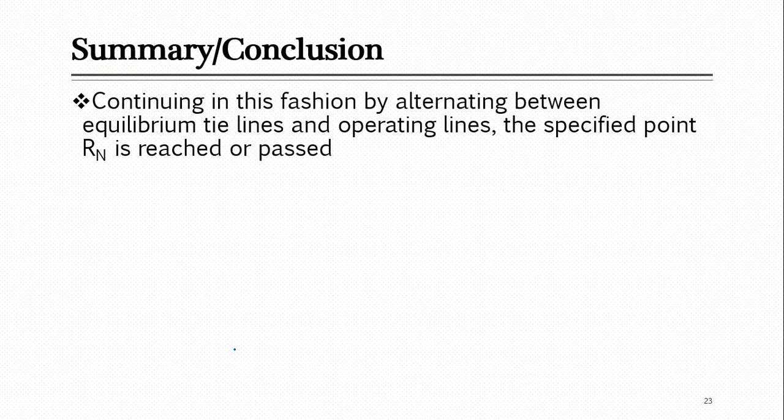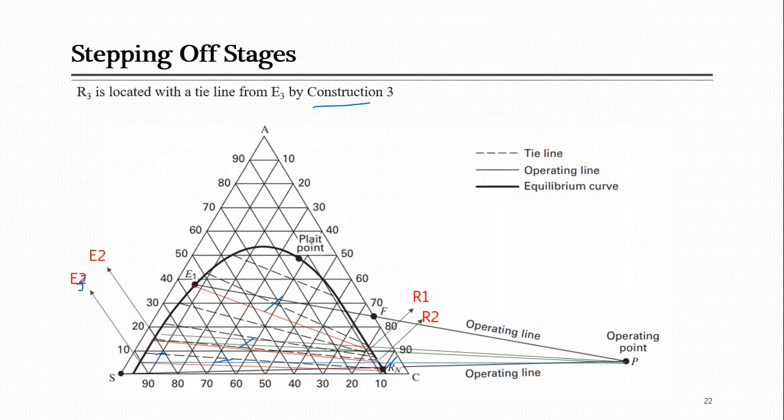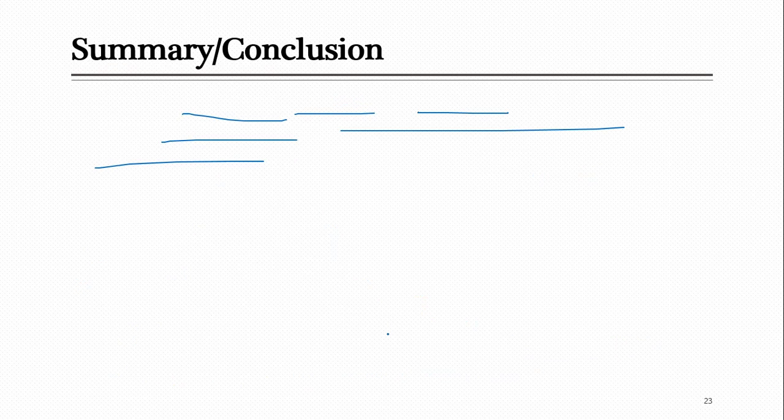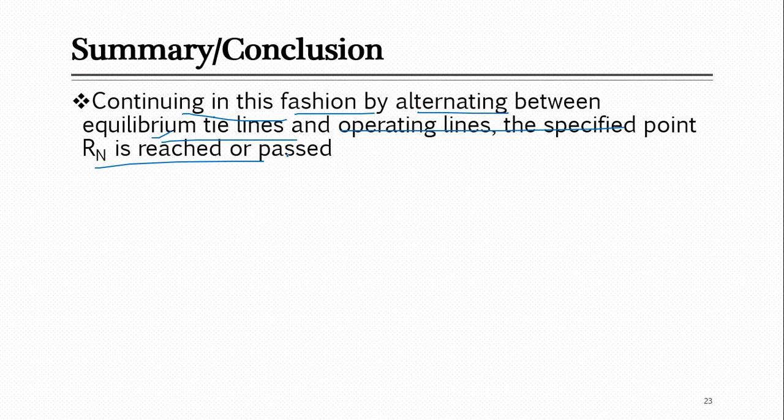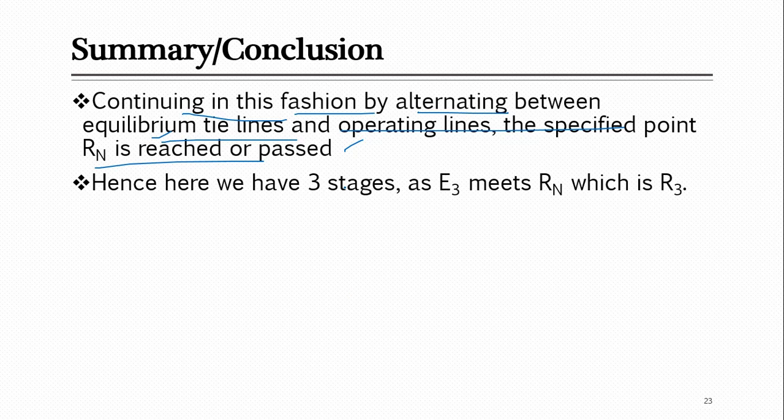In this you can see that we continue in similar fashion, alternating between operating lines and tie lines. If you continue alternating between equilibrium tie line and operating line, the specified point Rn is reached or passed. Sometimes we reach exactly Rn in this system, but sometimes you can pass it, meaning your line joins below this Rn. So either it reaches that point or passes it, and then you are done with the number of stages.